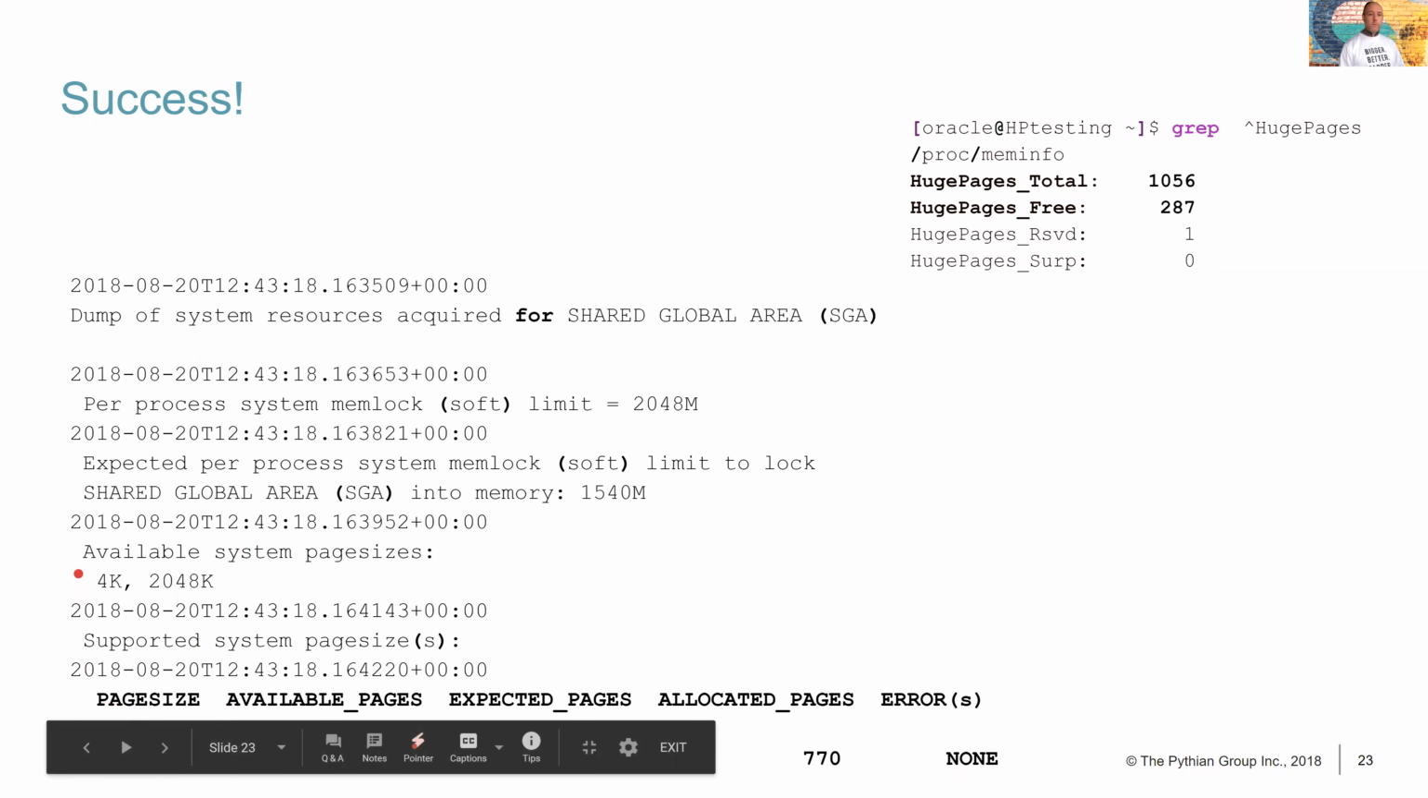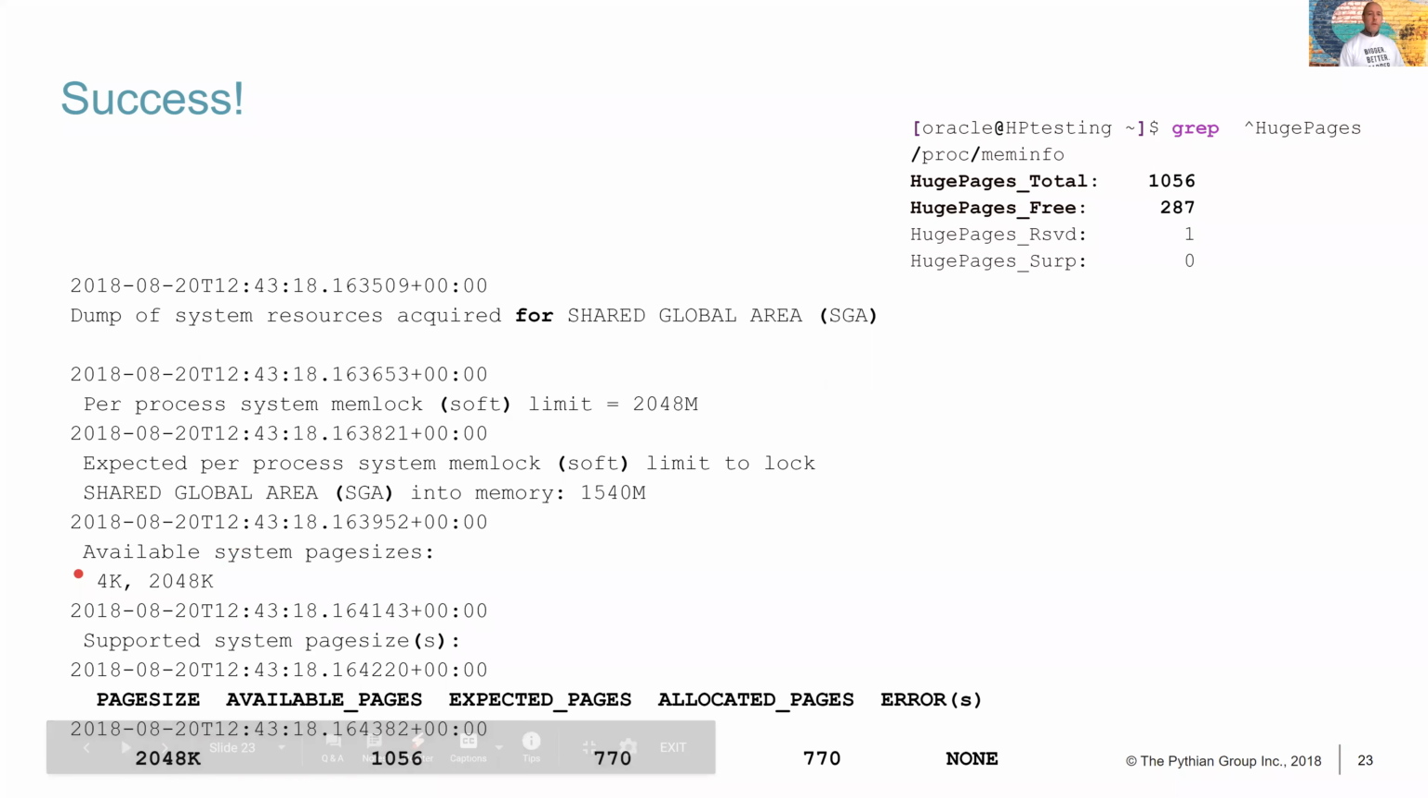And finally, down there we can see that we have a page size of 2 megabytes. There are 1,000 available pages, which translates to 2 gigabytes of HugePages available. The database expects 770 HugePages to allocate 1.5 gigabytes of RAM. It's been able to allocate all the required ones, so no others. Ta-da, HugePages are in place.